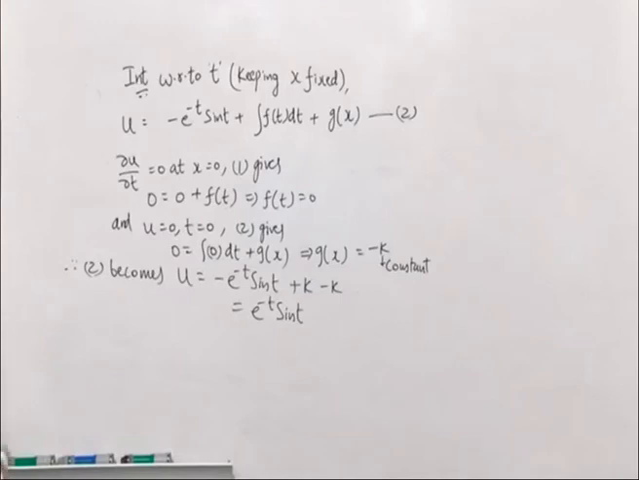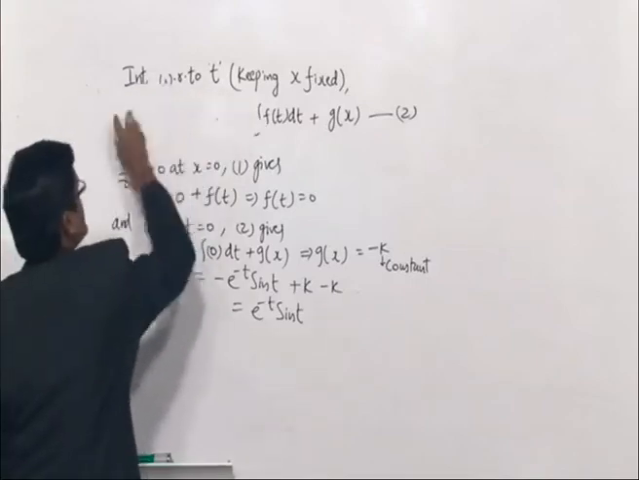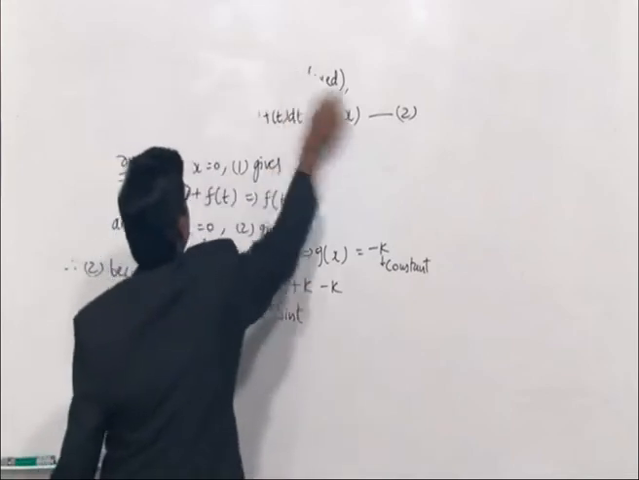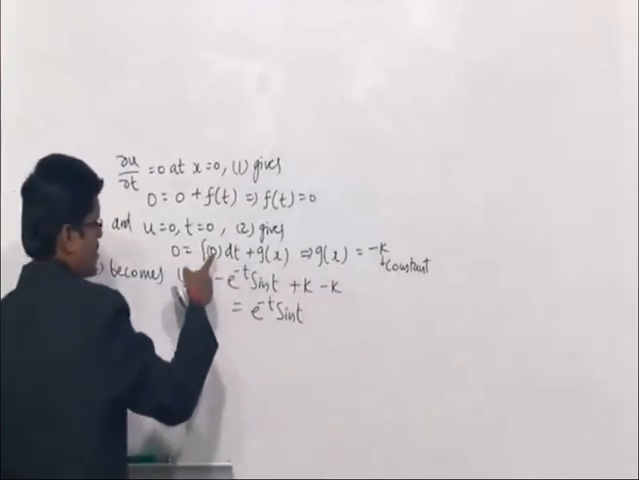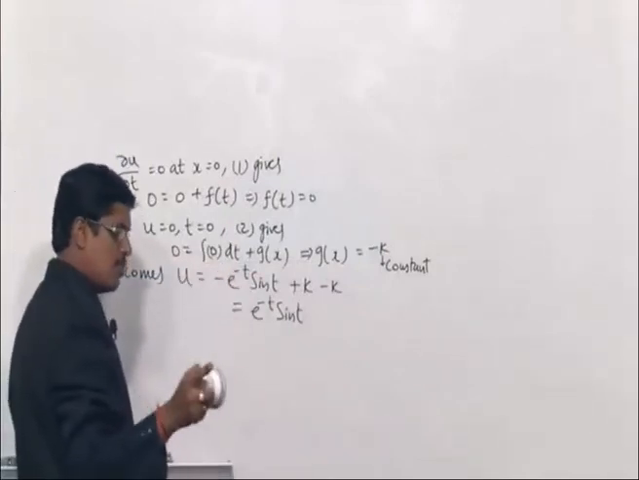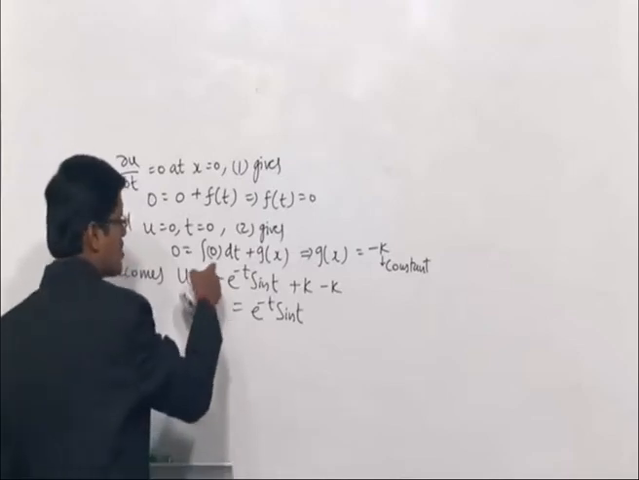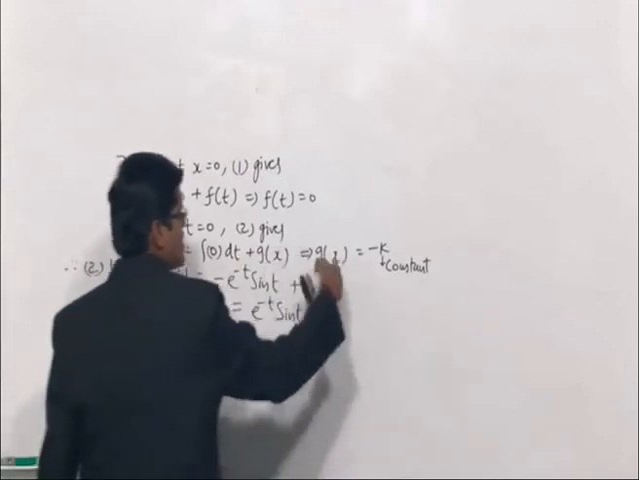So this is an example whose solution is obtained by using direct integration, one by one. The integral of 0 I took here as k. A definite integral of 0 means 0, an indefinite integral of 0 means a constant, which I took as k. Sending this k to that side, g of x becomes minus k.